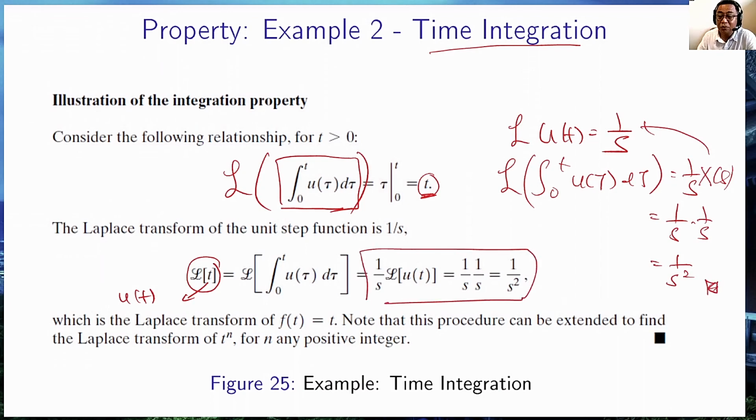That's it. So we have just used the time integration property and the Laplace transform of u of t to get the Laplace transform of t.